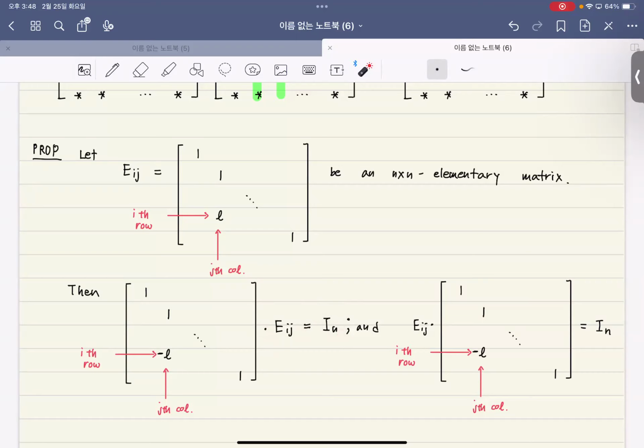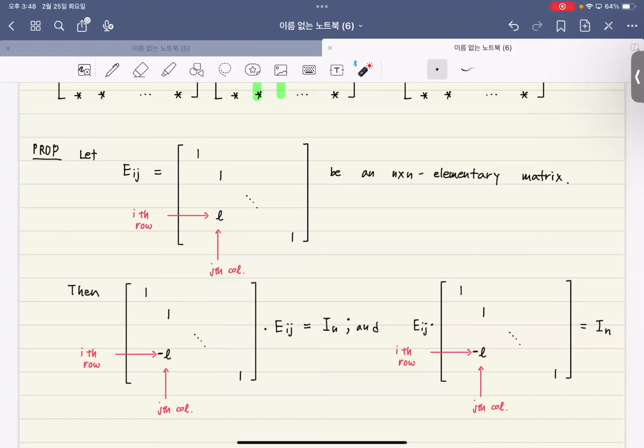Are you convinced? Yes, no, maybe? Okay, I will try to explain. Having this elementary matrix is the same as performing an elementary row operation where you multiply L times J's row and add it to the I's row. This is what I mean by multiplying by this elementary matrix.